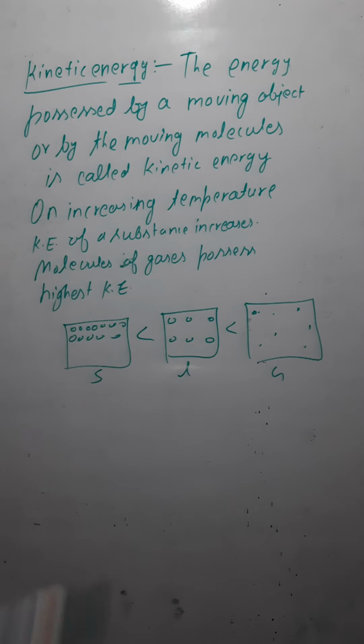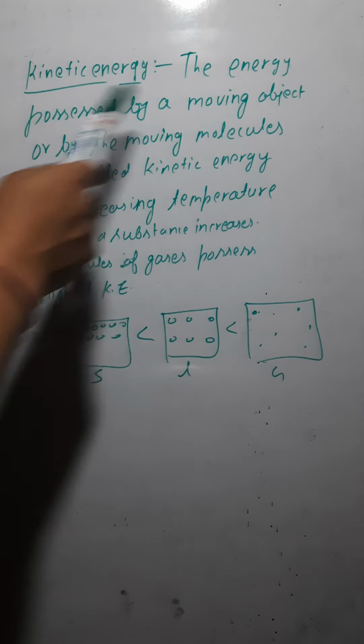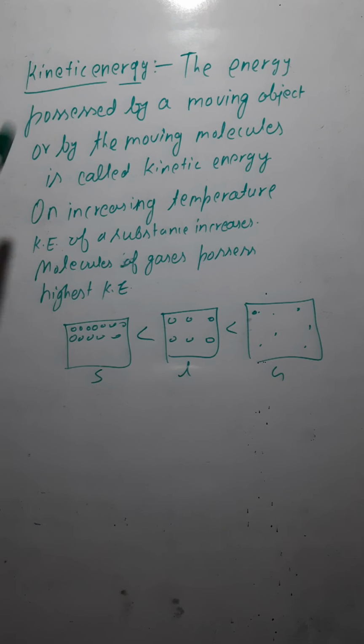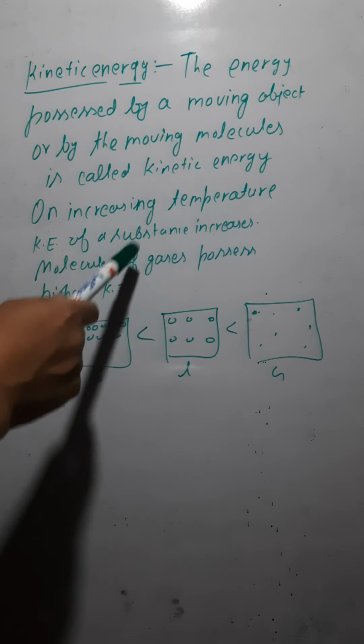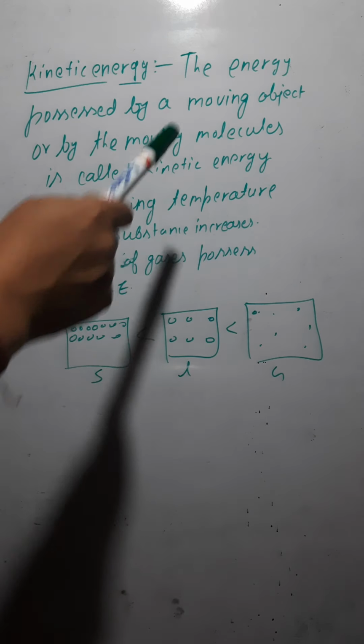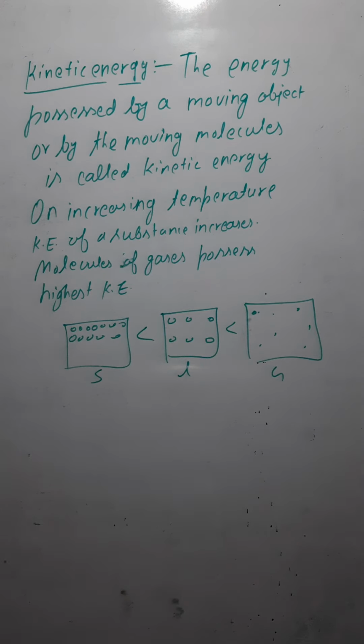Okay. So the energy possessed by a moving object or by a moving molecule is called kinetic energy. On increasing temperature, the kinetic energy of a substance increases. Molecules of gases possess the highest kinetic energy here. Okay, so note it down.